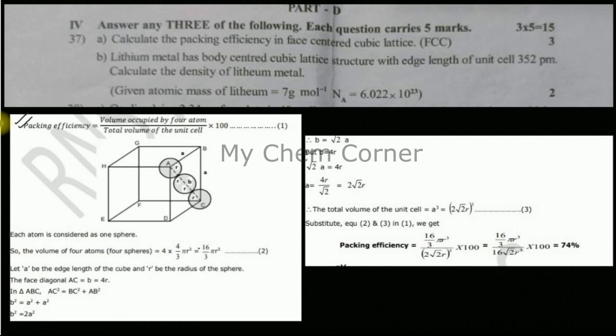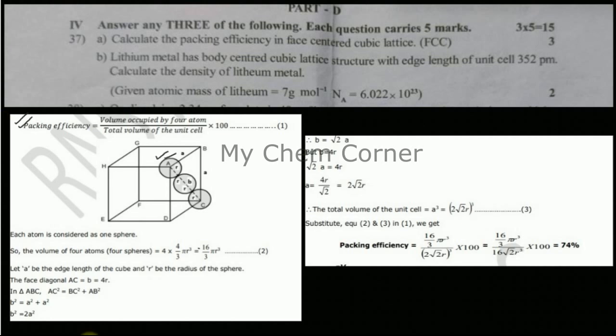Therefore, 4 into 4 by 3 pi r cube. That becomes 16 by 3 into pi r cube. Now, let A be the edge length of the cube. So if you're considering one edge of this, A is going to be the edge length and R is going to be the radius of the sphere that is there over here.